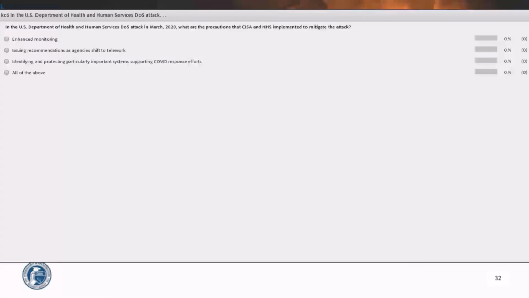All right, the U.S. Department of Health and Human Services DDoS attack in March 2020. What are the precautions that CISA and HHS implemented to mitigate the attack?